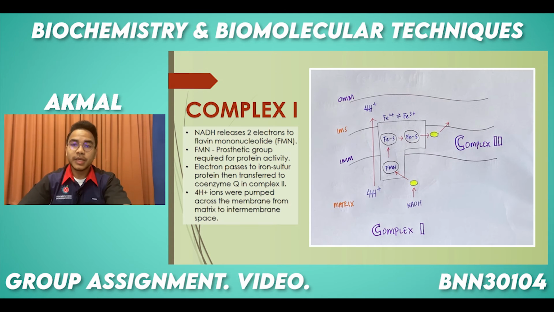In complex 1, NADH will release 2 electrons to flavin mononucleotide that is located in the complex 1 protein, and the electron is then passed to iron sulfur, which will then be transferred to coenzyme Q in the second complex. In complex 1, 4 hydrogen ions will be transferred across the membrane from the matrix of mitochondria to the intermembrane space.